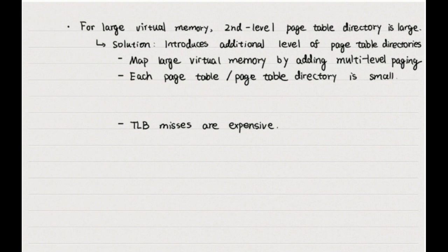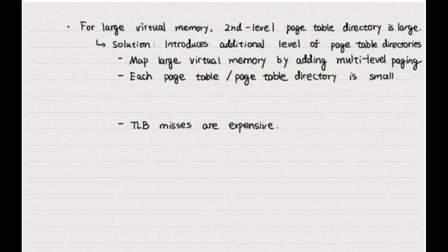If the second level page table directory is still too large, we can introduce additional levels of page table directories such that each level only takes up a small contiguous chunk of kernel memory. One drawback of multi-level paging is that as the levels of paging increase, the cost to handle a TLB miss also increases.